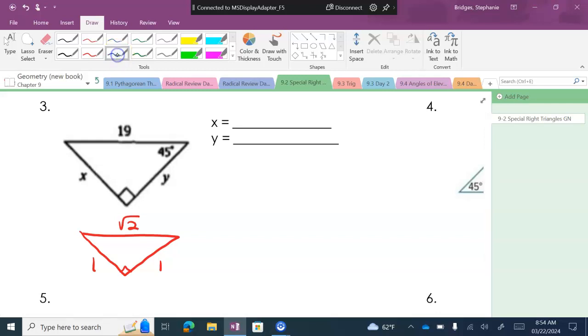What's in the same place as x in my reference triangle? Your reference triangle is always 1, 1, square root of 2. And then what is the only other side length that I know in my picture? 19. Okay, and what's in the same place as 19? Square root of 2.